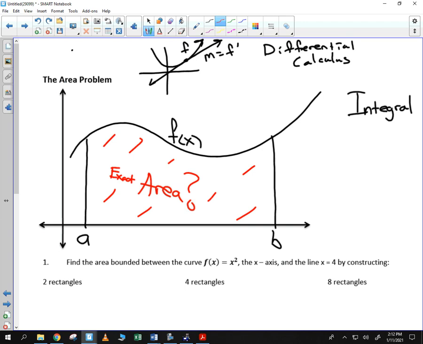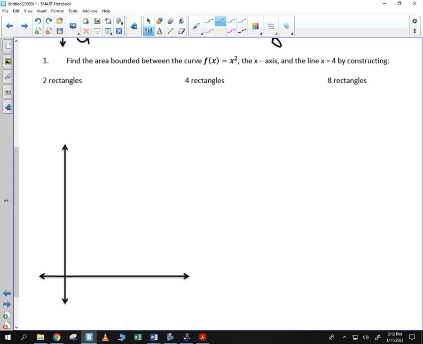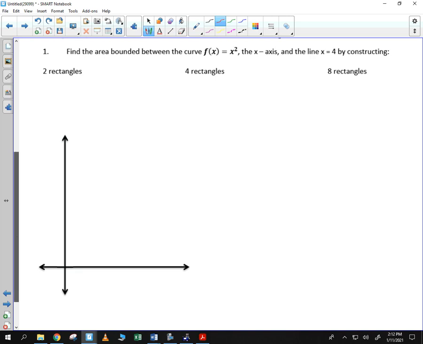That's a really good question. And so it starts by building rectangles. And so let's just review what we talked about in the previous one.